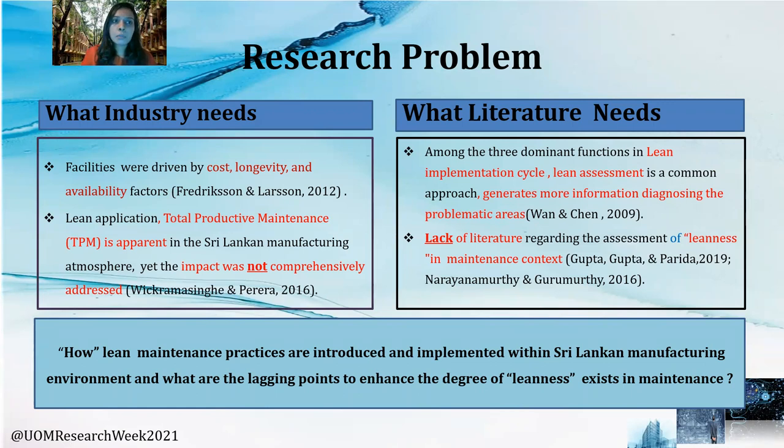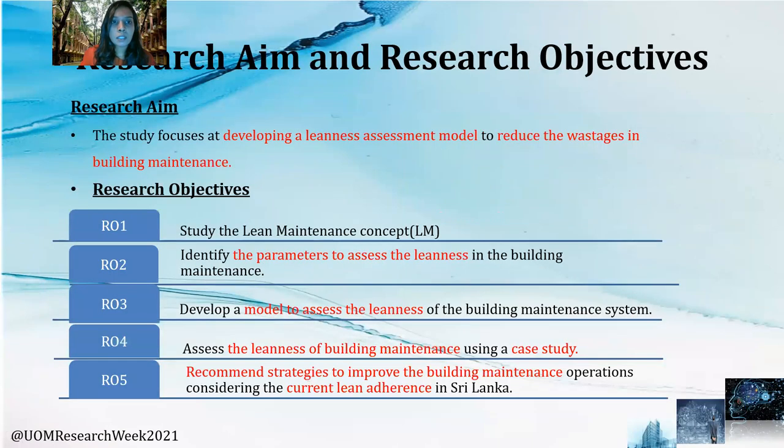So considering both perspectives, I have constructed the research problem as: how are lean maintenance practices introduced and implemented within the Sri Lankan manufacturing environment, and what are the lagging points to enhance the degree of leanness that exists in the maintenance? So the aim of the study was to develop a leanness assessment model to reduce the wastages in building maintenance. To achieve that, I have constructed these 5 distinct objectives.